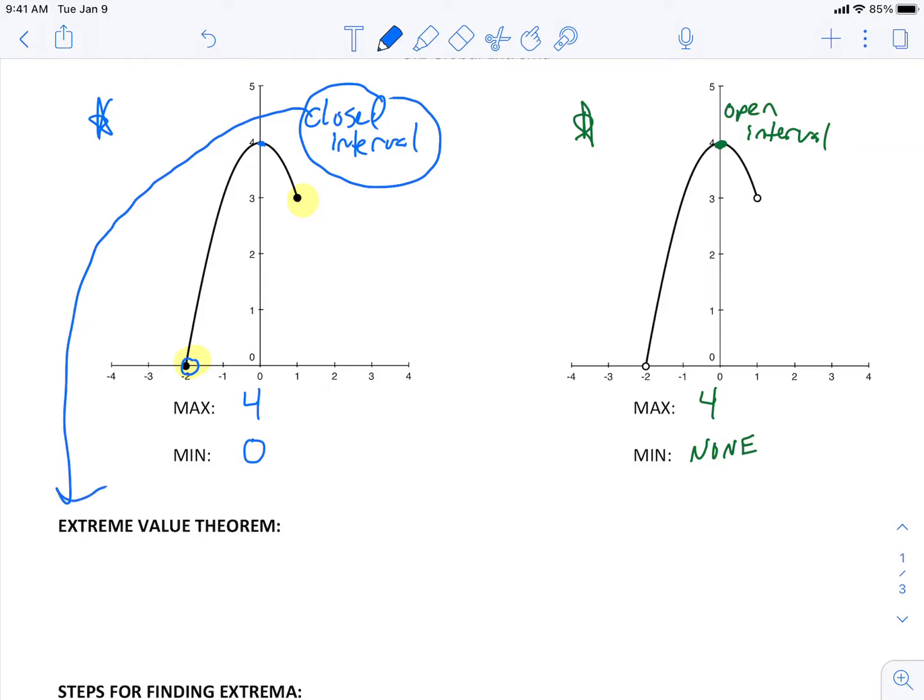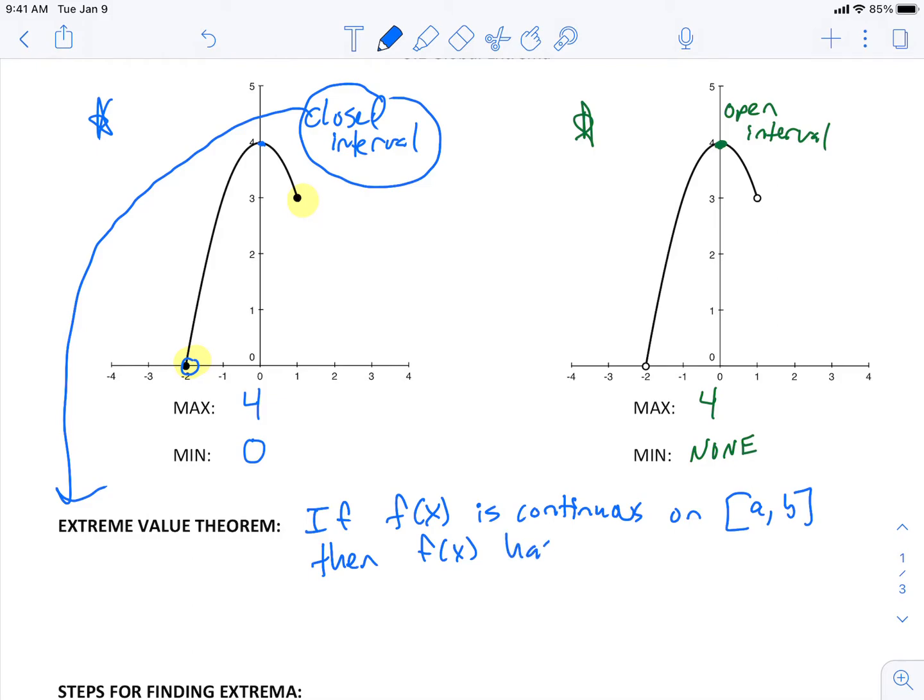When we have a closed interval, so if f of x is continuous on an interval, let's say from a to b, and it has to be closed, not open, then f of x is guaranteed to have one maximum and one minimum. It was very easy when we looked at the first picture. We saw the highest point, we saw the lowest point, case closed, there was one max, one min.